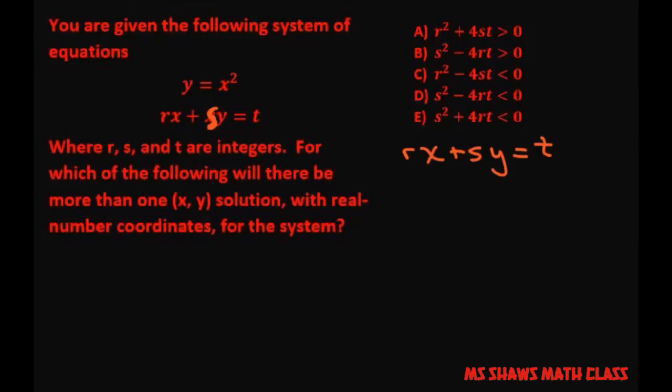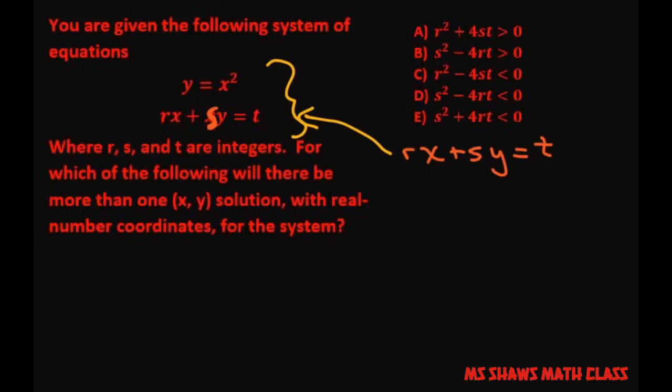Everyone, we're given the following system of equations here, and I actually typed this one wrong, so that should be that one. Rx plus Sy equals T, where R, S, and T are integers. For which of the following will there be more than one solution with real number coordinates for the system?